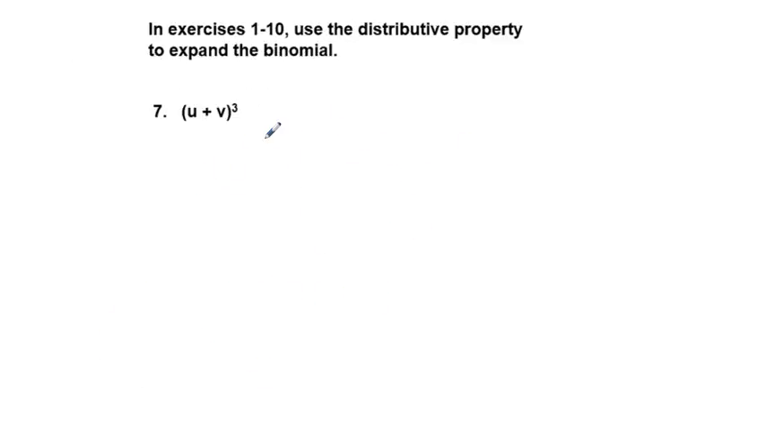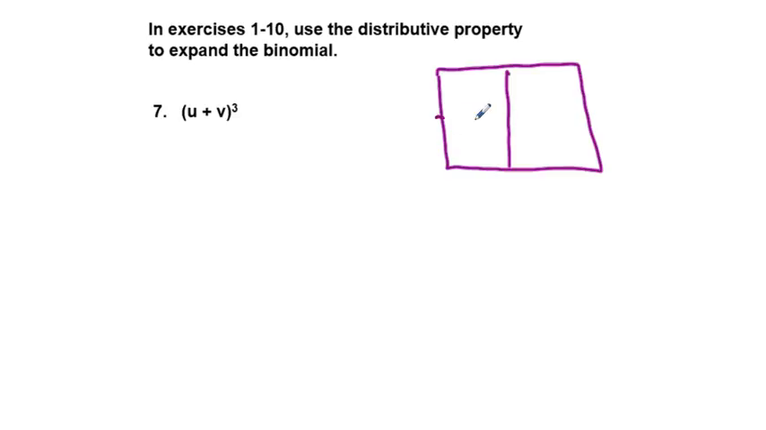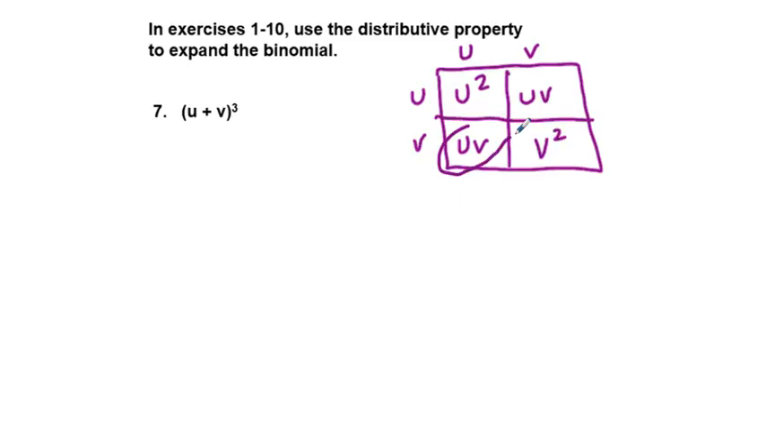Problem 7, we have u plus v to the 3rd power. Well, I'm going to go ahead and run u plus v, uv here. We get u squared, and then uv in the upper right box, lower left box we get uv, lower right box we get v squared. So we're going to have a total of, combining these two middle terms, u squared plus 2uv plus v squared.